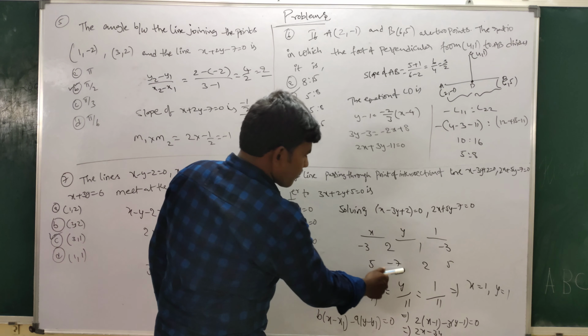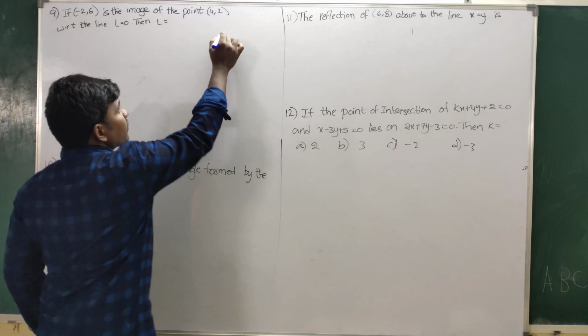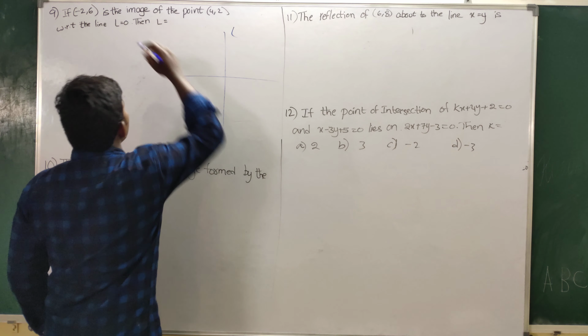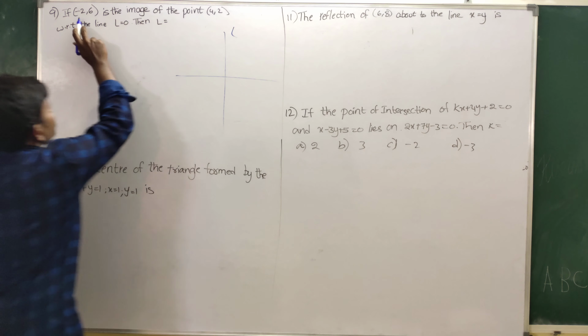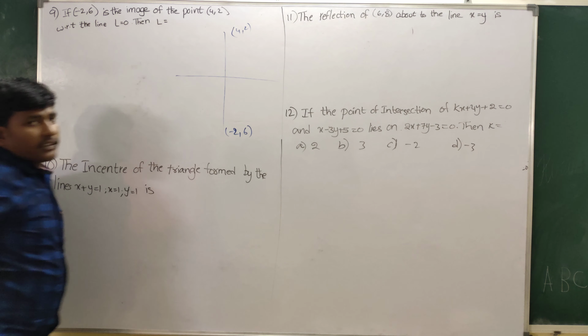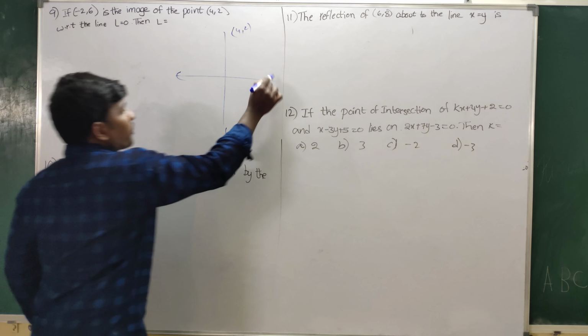Next, if minus 2 comma 6 is the image of the point 4 comma 2 with respect to the line L equal to 0, then the line L is. Minus 2 comma 6 is the image of the point 4 comma 2. This is the given condition. So we have to find the line equation L equal to 0.